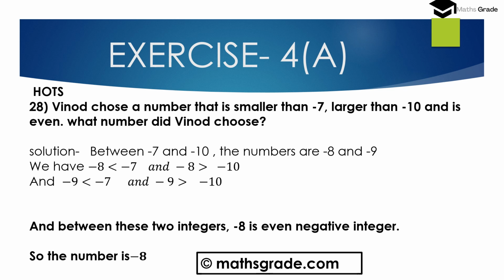Now we solve question number 28. Binod chose a number that is smaller than minus 7, larger than minus 10 and is even. What number did Binod choose? Between minus 7 and minus 10, the numbers are minus 8 and minus 9. We know minus 8 is less than minus 7 and greater than minus 10, and minus 9 is less than minus 7 and greater than minus 10.